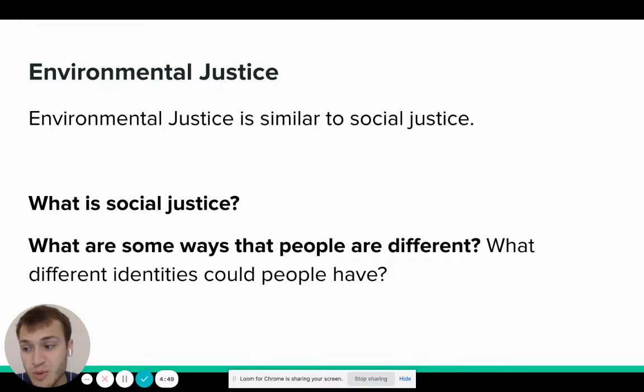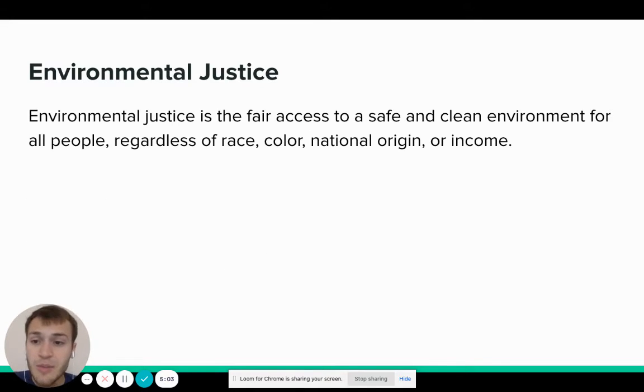But of course, when we say social justice, we mean that everyone has the same rights, regardless of all of these things that make us different. So regardless of your race or nationality or language or culture or ethnicity, gender, sexuality, location, income, we should have the same rights. So environmental justice is basically the same thing as social justice.